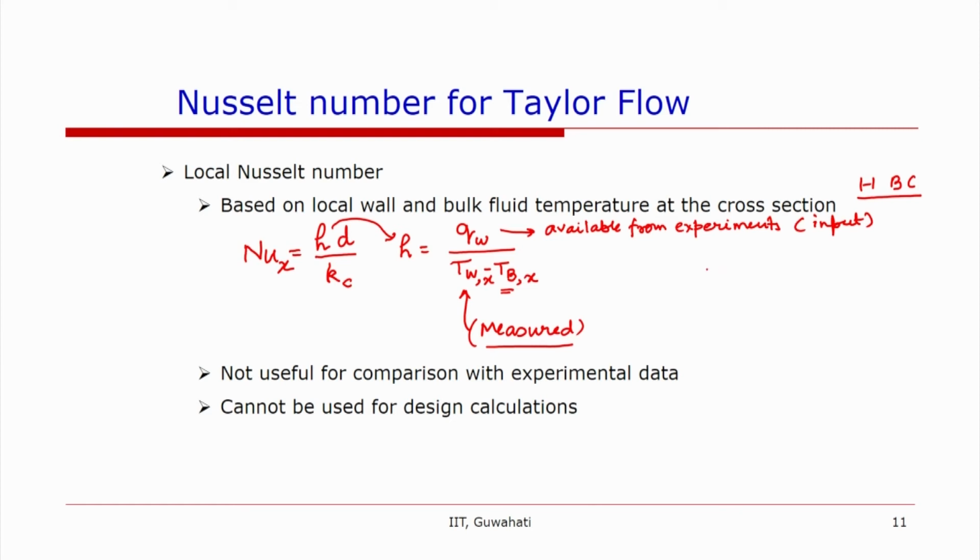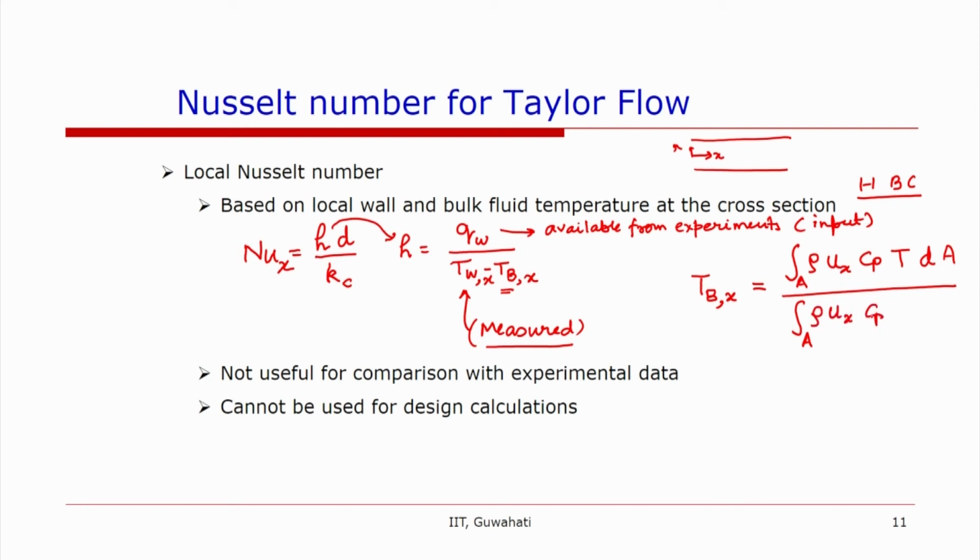So, T bulk, we remember the definition of bulk temperature, then it can be defined as the integral over the area of rho u x, if the axial direction is x, times C p, times T at the particular location, d A, divided by the integral over the area of rho u x C p d A.